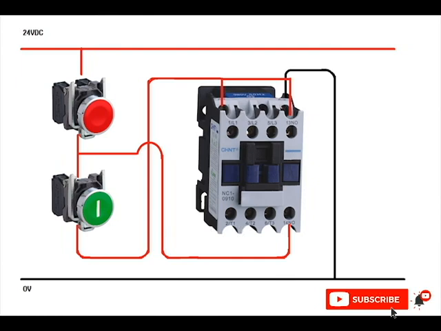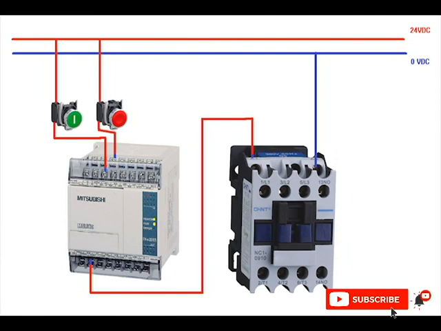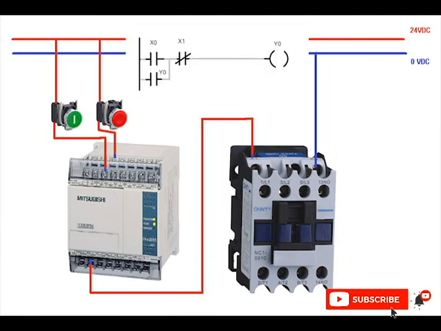contactor. Let's put a PLC in this circuit, and now our switches are directly connected at X0 and X1 inputs respectively, and the contactor coil is connected at the Y0 output. This is a ladder logic to make a simple hold on logic for the output Y0.